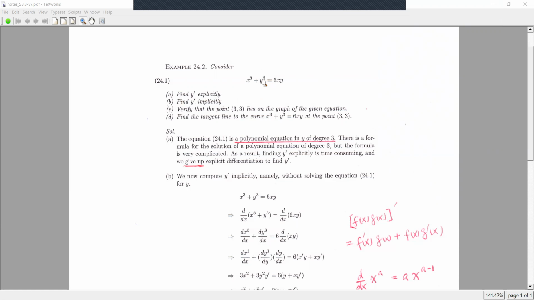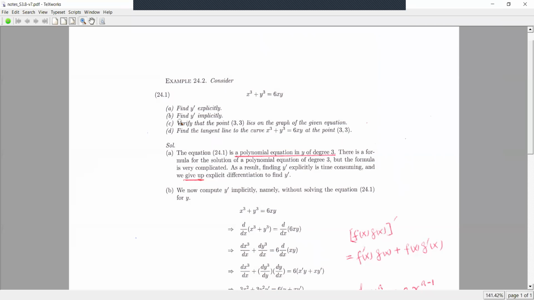The degree is 3. There is a formula to solve a polynomial equation of degree 3, but the formula is very complicated. As a result, solving this equation for y and then computing y prime is a very time consuming and also very tedious process. So I decide to give up answering part A.